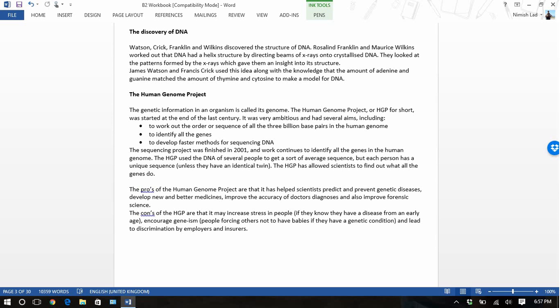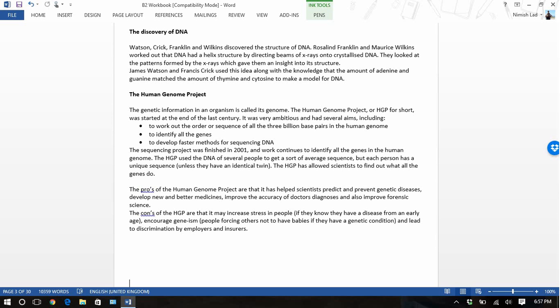They use DNA from several people to get a sort of average sequence, so the sequence that's there in everyone, but each person has a unique sequence, unless they're identical twins. It's also allowed scientists to find out what all of the genes do, which is brilliant. So the pros of this are that it's helped scientists to predict and prevent some genetic diseases, develop better medicines, improve diagnosis, and improve forensic science.